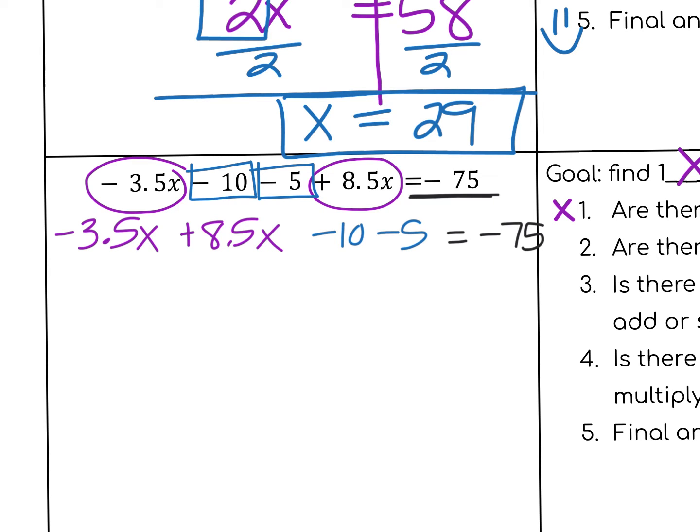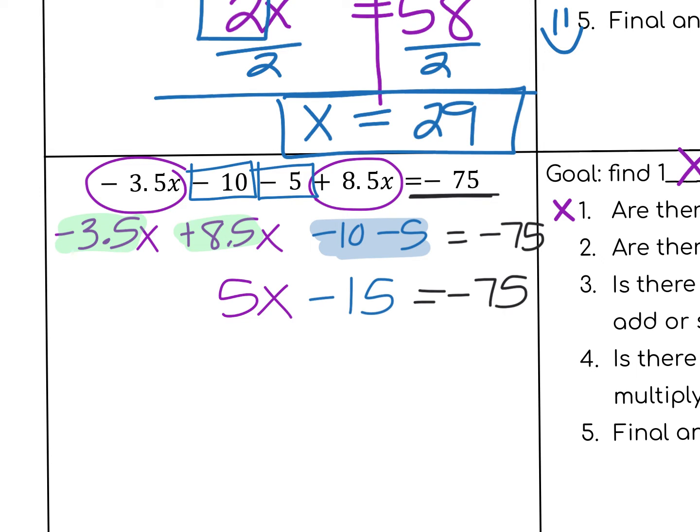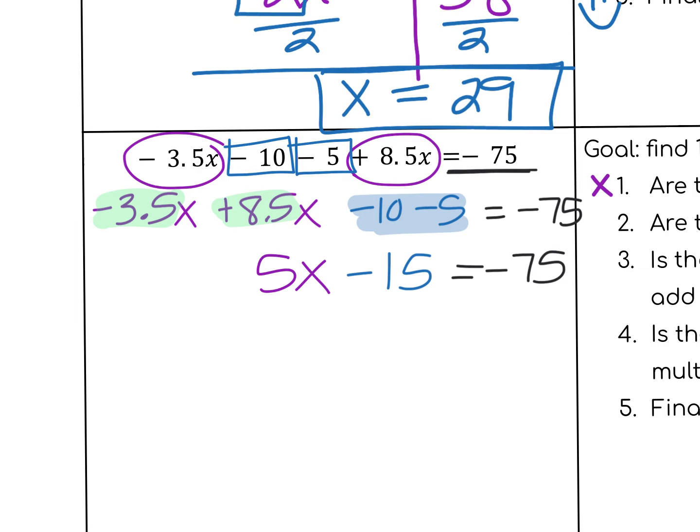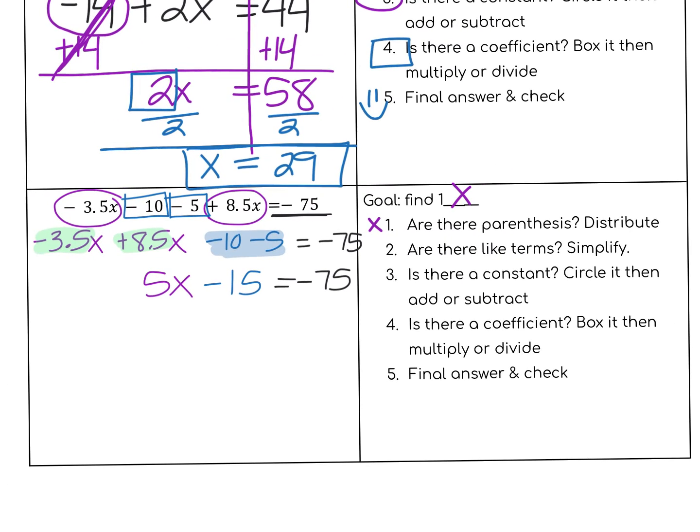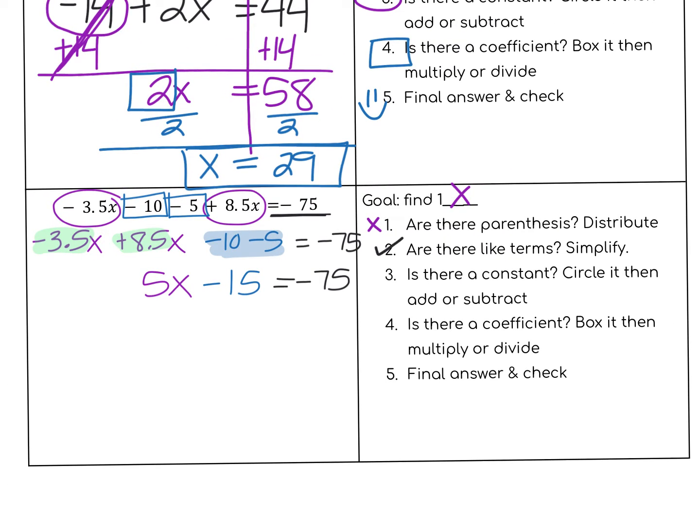Alright, so in my calculator, I'm going to type negative 3.5 plus 8.5. It's going to give me 5x. Then I'm going to do negative 10 minus 5, which is negative 15, equals negative 75. And that took care of question number 2. I combined my like terms.